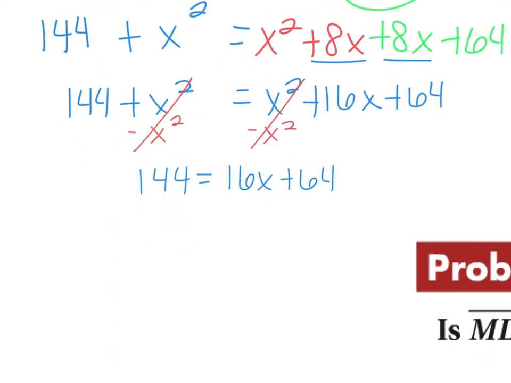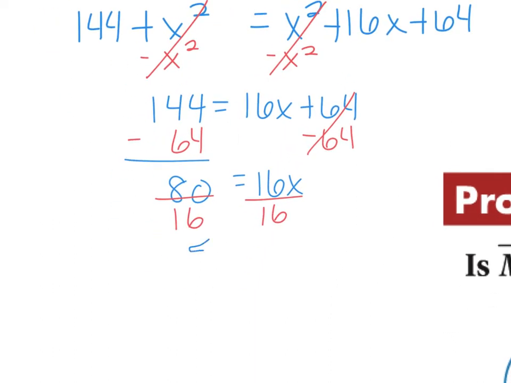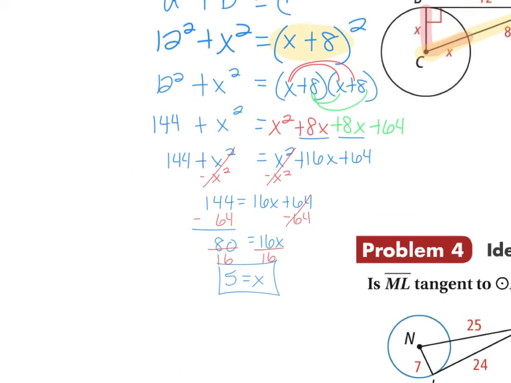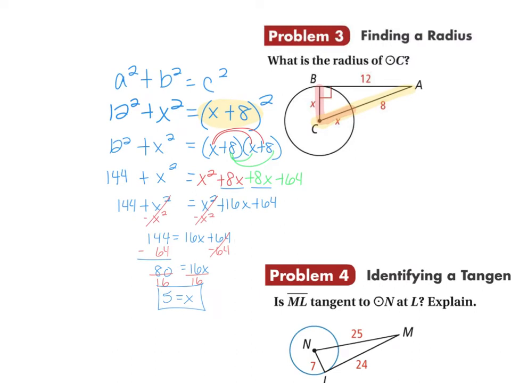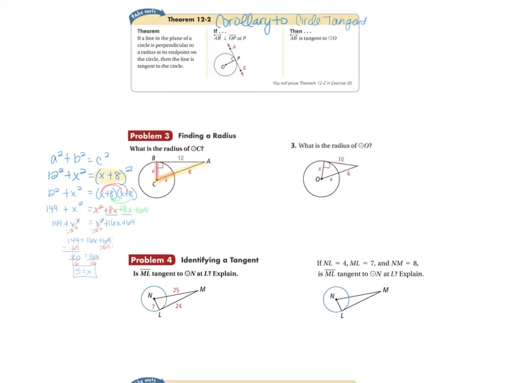Now it's just a two-step equation. Subtract 64 from both sides. And then I have 16x equals, what would that be, 80? Divide by 16, divide by 16, and I believe you get x equals 5. Kind of cool, right? It was kind of a gross problem. We know our radius is 5. We could plug that back in and check it, but I'm going to try to save time on this video. I know it's getting kind of long.